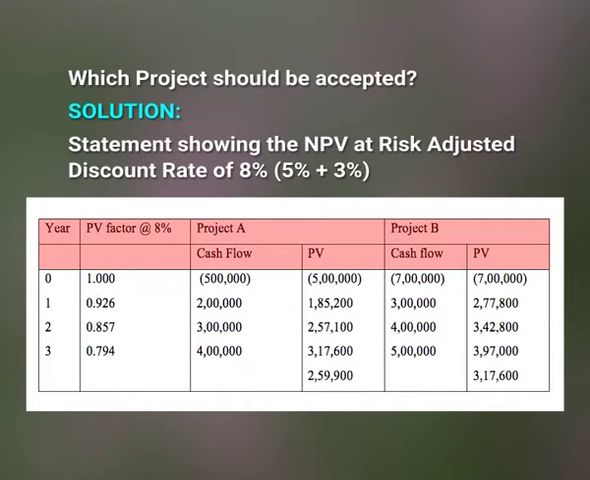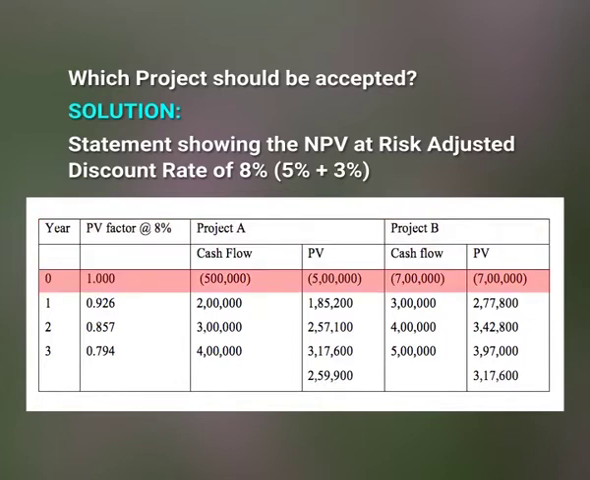The years are given to us, PV factor at 8% is given to us, then project A and project B. Cash flows are given to us, and PV, that is present values, are also given to us. Now, we can see that for 0 year it is 1, cash flow for project A is minus 5 lakhs, present value is again minus 5 lakh. Then for project B we have minus 7 lakh, and the present value for project B is minus 7 lakh.